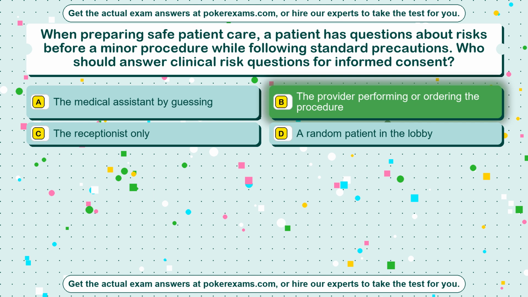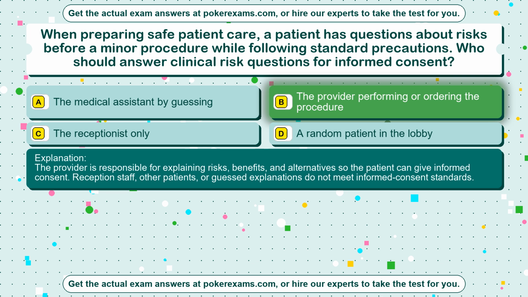The correct answer is option B. The provider performing or ordering the procedure. The provider is responsible for explaining risks, benefits, and alternatives so the patient can give informed consent. Reception staff, other patients, or guest explanations do not meet informed consent standards.